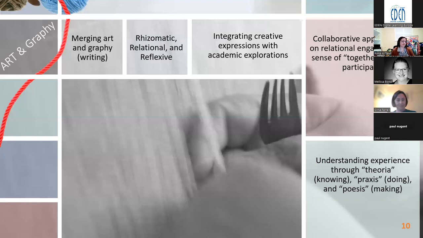Orthography is rhizomatic, relational, and reflexive by nature. Therefore, it fosters critical introspection individually and collectively. That's why I collaborated with the participants. In my study, it involved an ongoing weaving in the literal sense of self-knowledge, relational knowledge, and new understanding. This was not metaphorical only, it was an actual weaving.